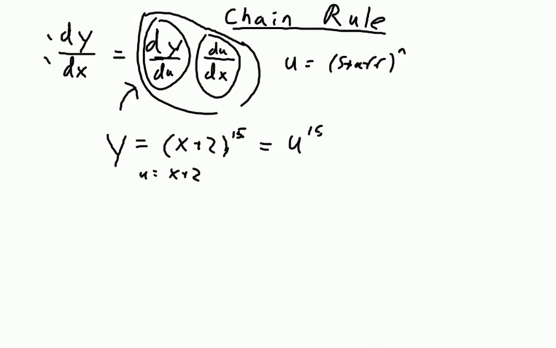Alrighty, so let's get our dy du. dy du is equal to 15 times u to the 14th power. And if you want to plug your u back in so that you have this form in x, then that's equal to 15 times x plus 2 to the 14th power. Nice ugly 14 there. Okay. So now all we need is a du dx.